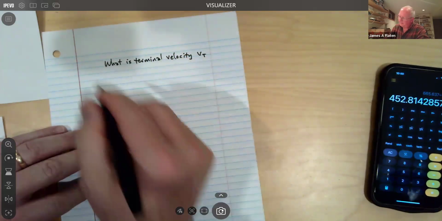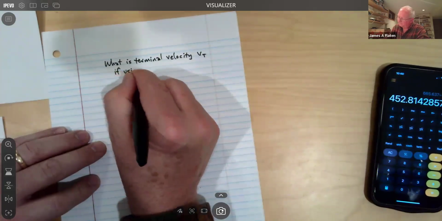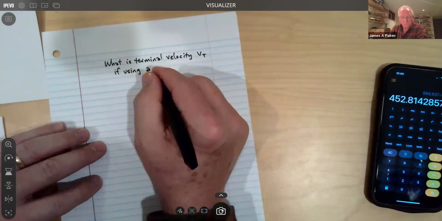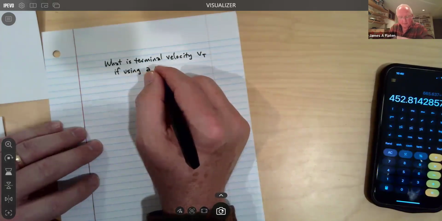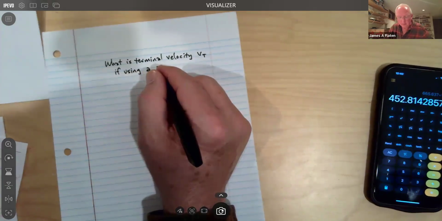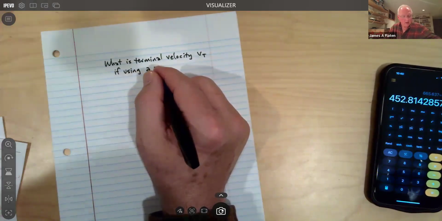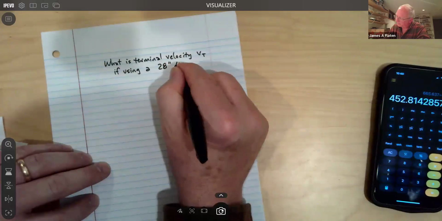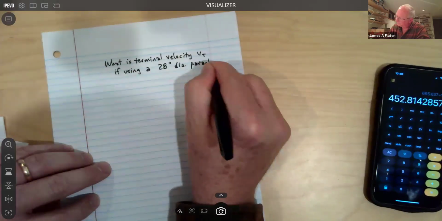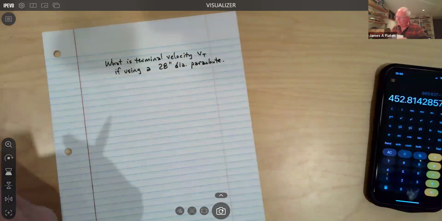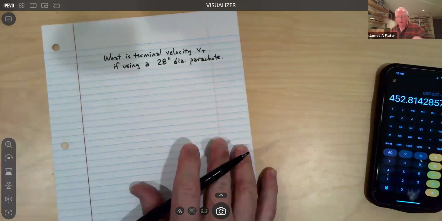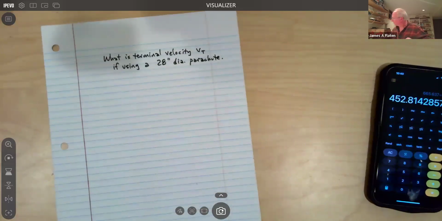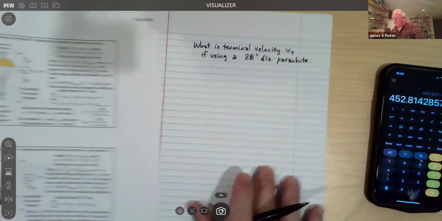Vt. If using, and let's see, what parachute am I going to be using? How about I assume that I am using a 28-inch diameter parachute? So I need to find a relationship, the relationship between terminal velocity and the size of a parachute. And here I can find it.